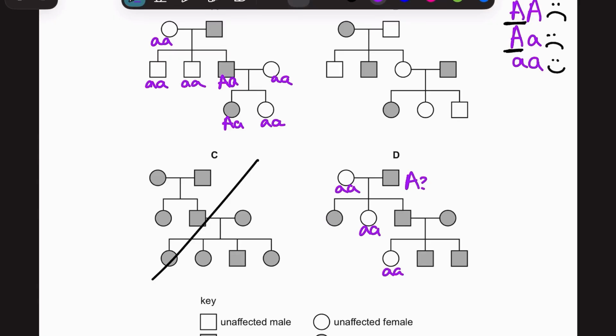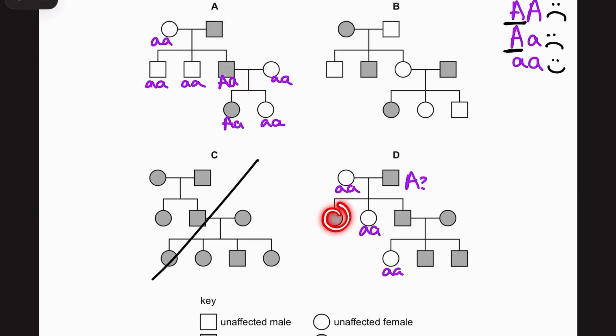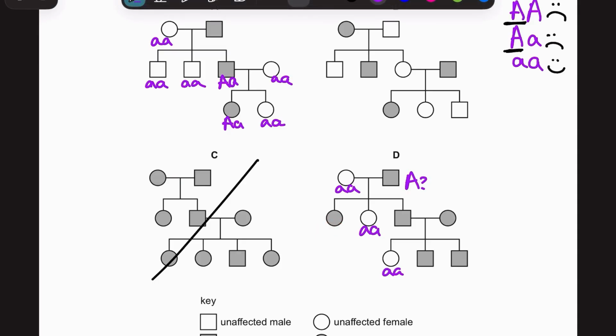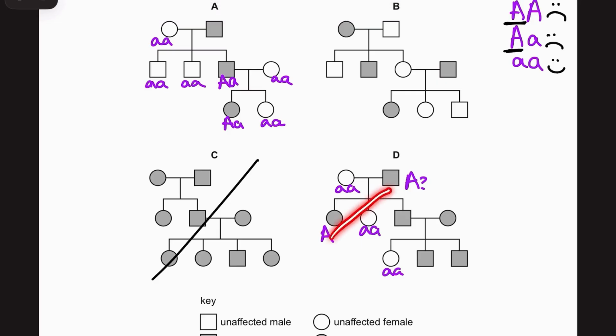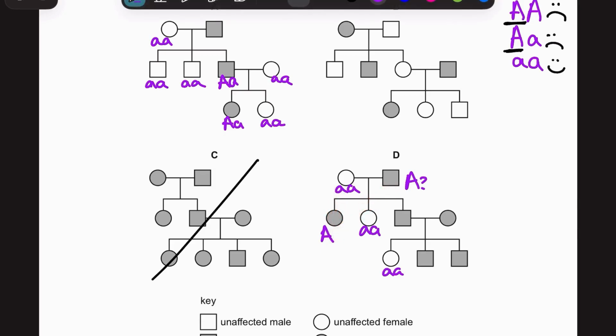This daughter here, what is her genotype? Can you tell me? She's black, right? That means she must have at least one big A. That there's a black circle. So she must have at least one big A. And then she would have gotten that big A from her father. So the other one must come from her mother, which is a small a. So therefore, this is a big A, small a.